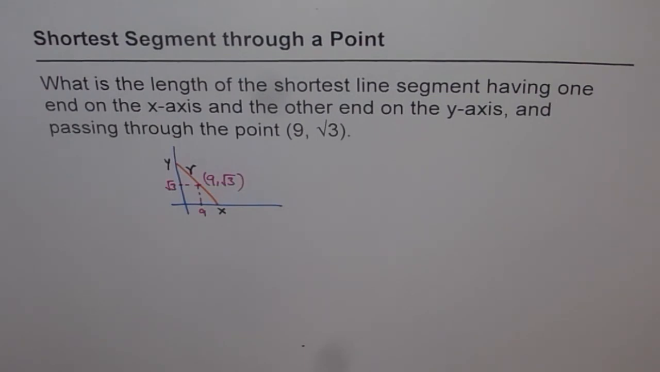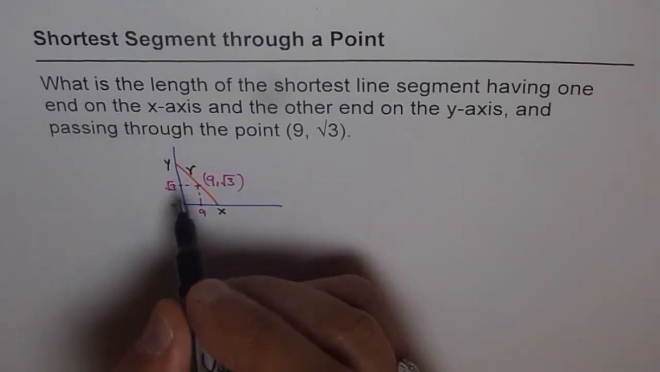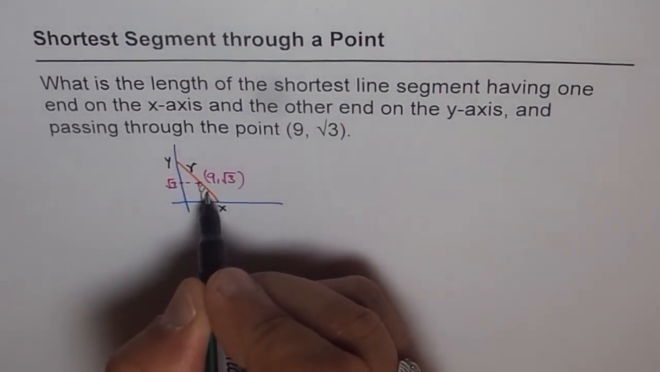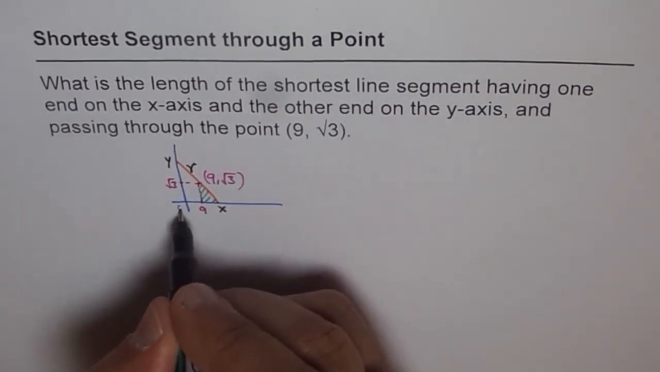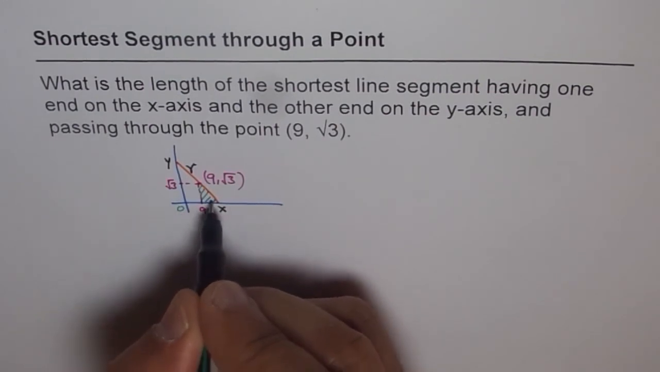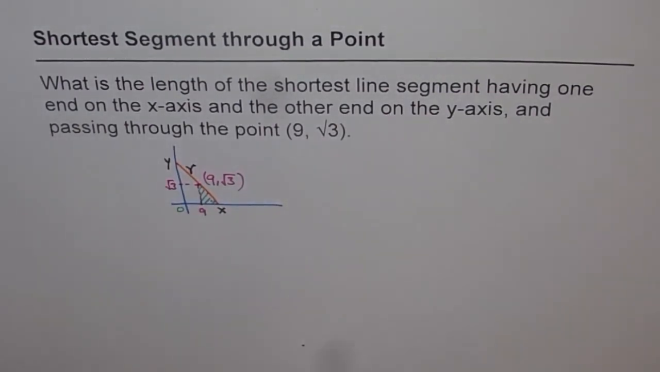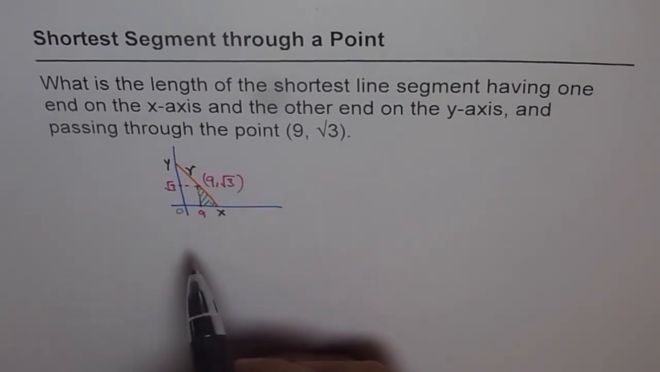To relate them, we can consider these two triangles, the small triangle and the big triangle, right? With the origin, they are 90 degrees each and that angle is common. So these two triangles are similar. Now since they are similar, their ratios of sides are proportional.